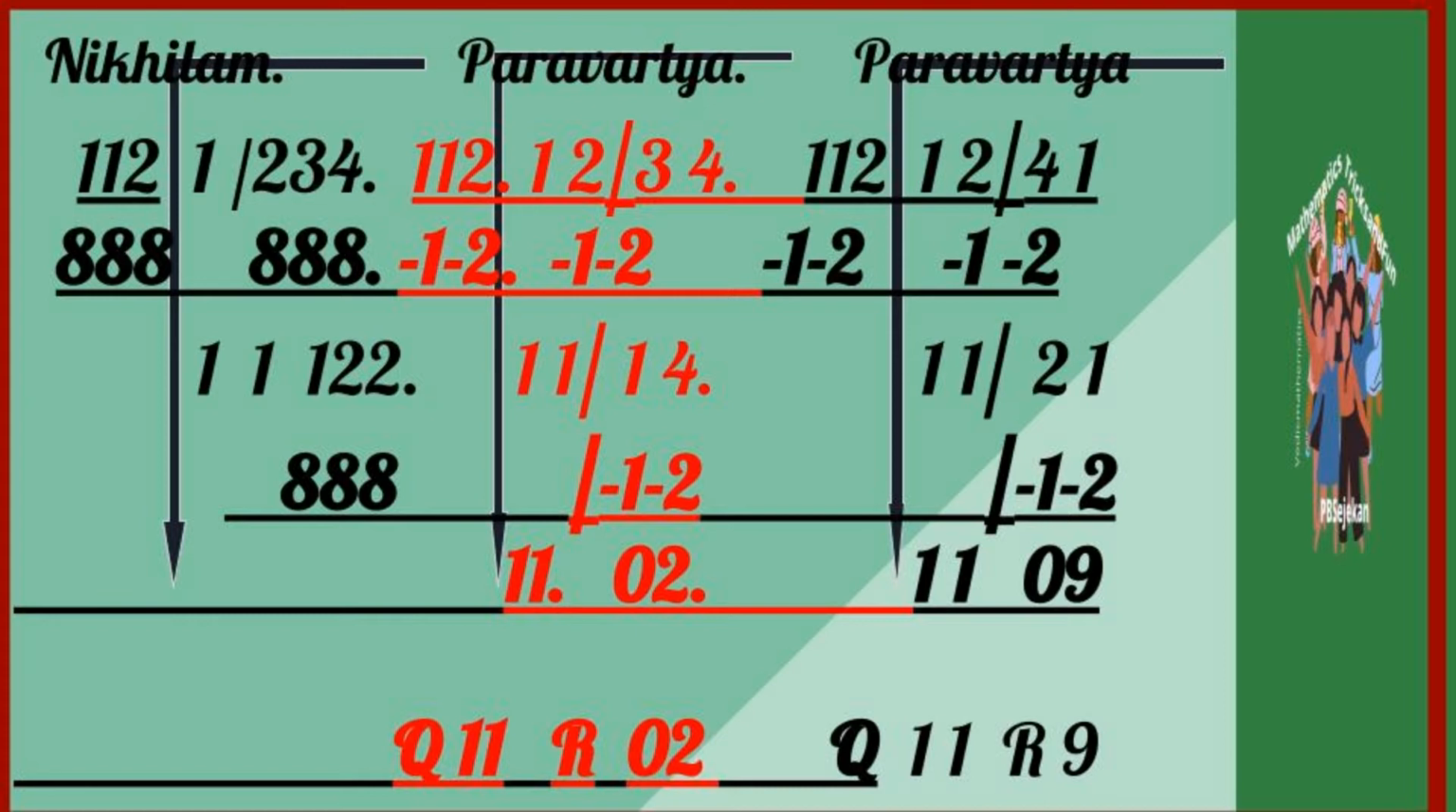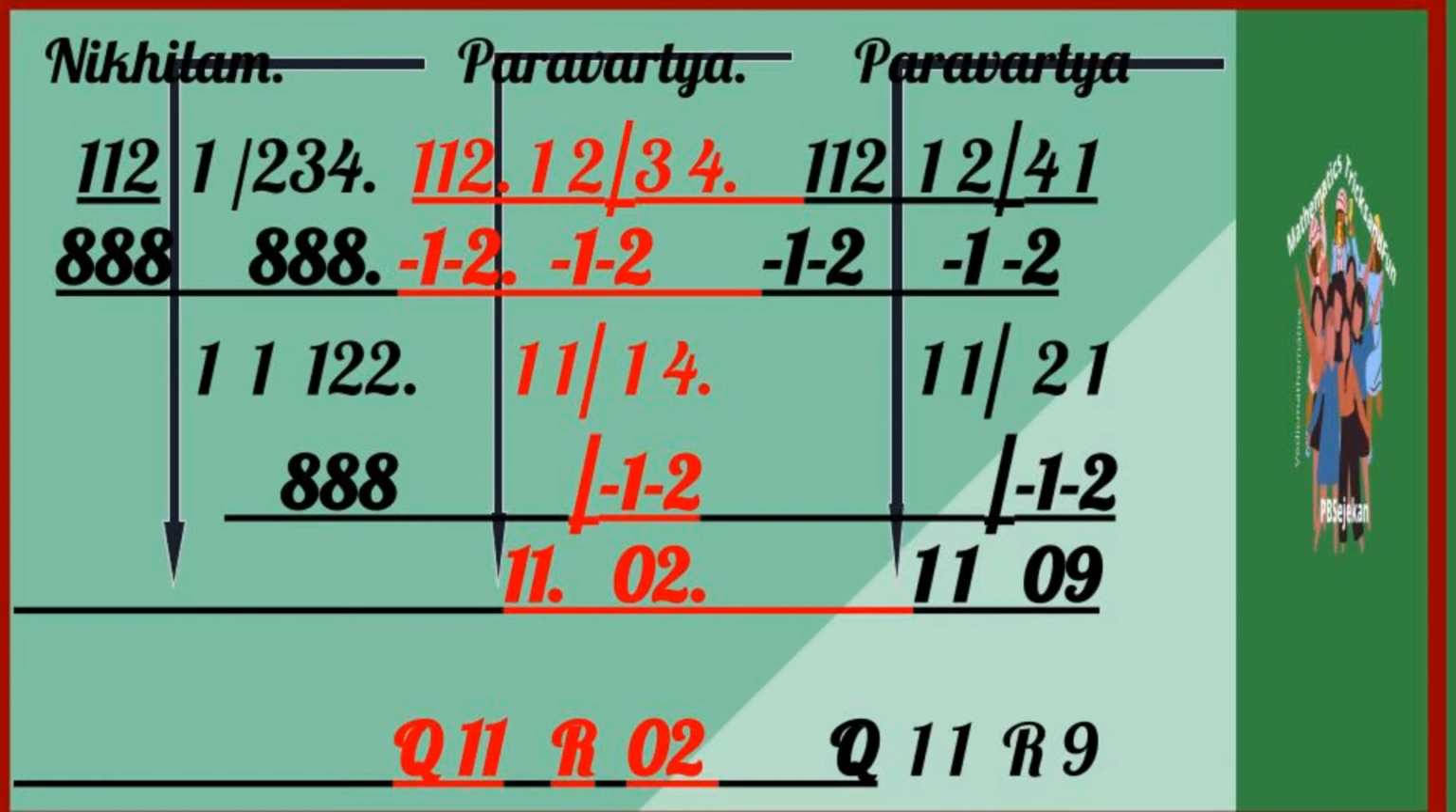But in Paravartya, you take the number only of the divisor, omit the first digit and bring down the remaining digits after changing the sign as said earlier. Now start dividing into 2 groups according to the number of digits in the new divisor. So mark it here as 12 with a gap and 34.